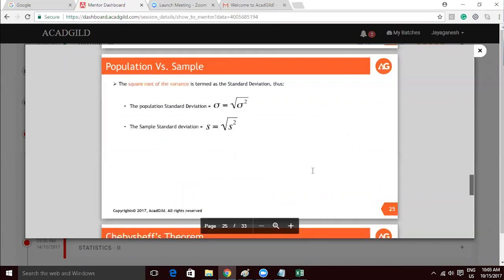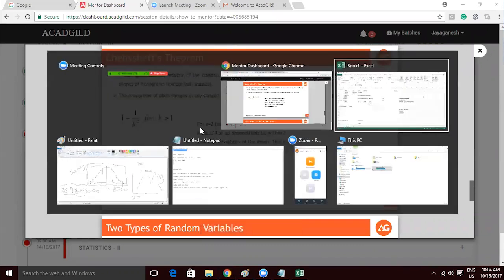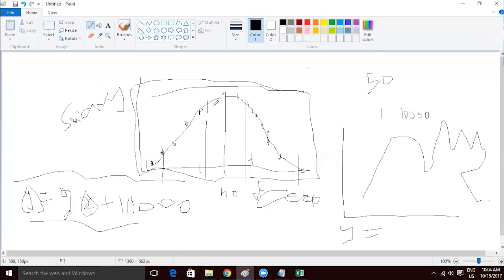And we have the last topic, Chebyshev's theorem. What is Chebyshev's theorem? It will come up with another thing. Take this example again. Assume that we have salaries, and the average salary in a particular sample is 50,000, and the standard deviation is 10,000.